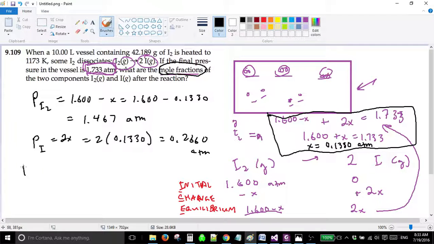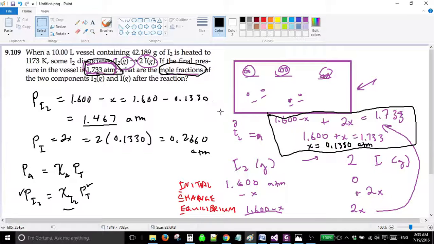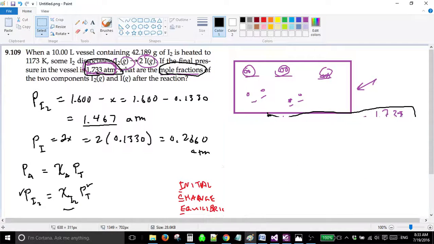Now remember that the pressure of some gas is equal to the mole fraction of that gas times the total pressure. That's a consequence of Dalton's law of partial pressures. So, the partial pressure of the molecular iodine is equal to the mole fraction of molecular iodine times the total pressure. We know the total pressure. It was 1.733. And we know the partial pressure of molecular iodine. It was 1.467. So we can solve for the mole fraction of molecular iodine. And we'll do the same for atomic iodine. So, I'll do it now, and you don't have to watch if you don't want, or you can watch if you want.